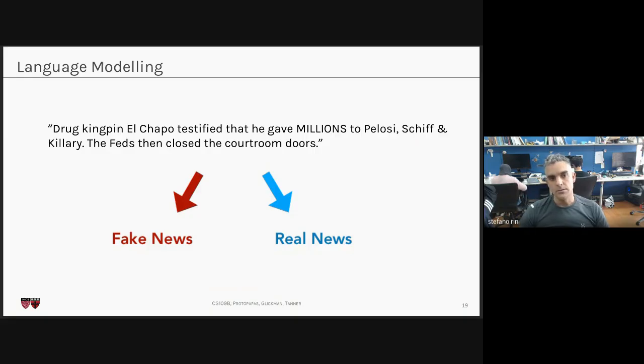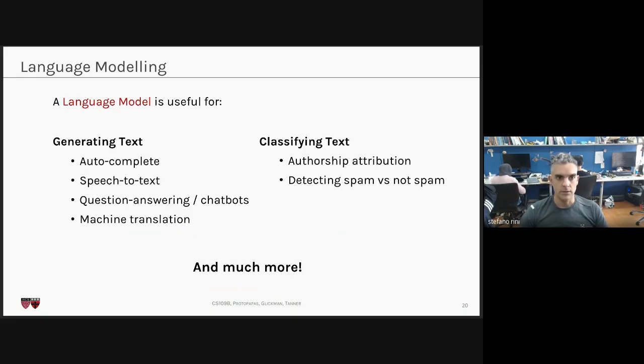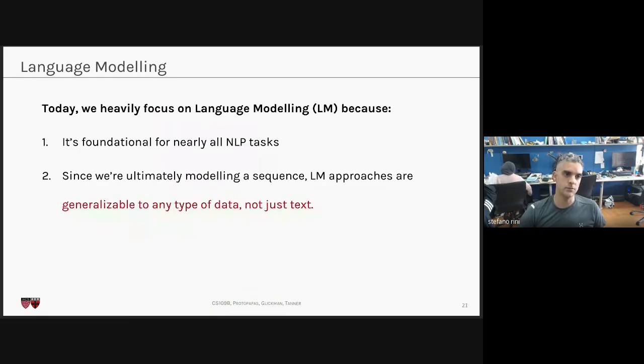Fake news versus real news, of course, is another model that we are familiar with. So when we generate text, we can mention autocomplete, speech to text, question answering, machine translation, and then classifying text. You can find authorship, detect spam versus non-spam, find which language it was, and so on and so forth. Language models are of concern because we want to understand different NLP tasks that we'll be discussing in this course. But remember that when we model a certain sequence, you can expand the use of these tools to any sort of sequence, right? Not only to language sequences.